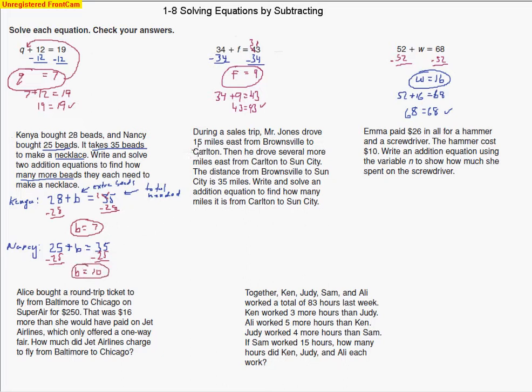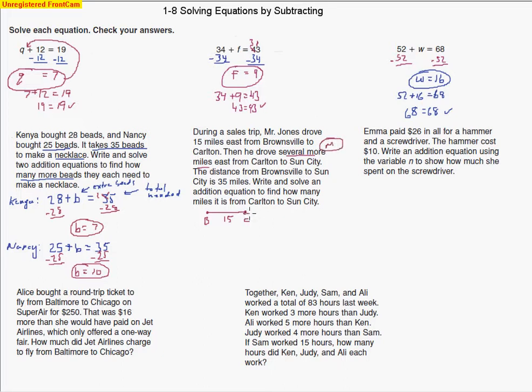Here it talks about during a sales trip, Mr. Jones drove 15 miles east from Brownsville to Carlton. Let's draw a little picture about what's going on. Brownsville to Carlton. So we'll draw a little dot and a C for Carlton. And that was 15 miles. Then he drove several more miles. Do we know how many? No, we don't know. So this is going to be our variable. We're going to have a variable m there.